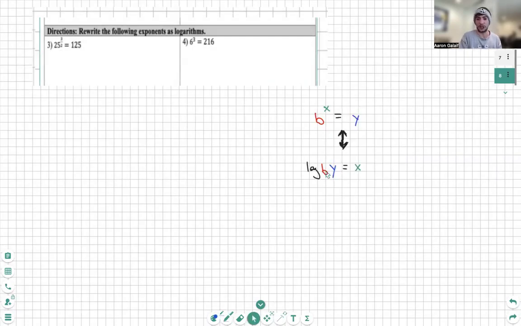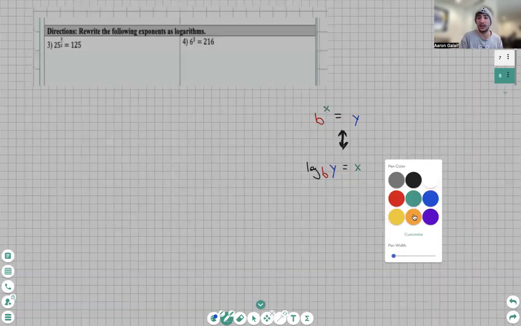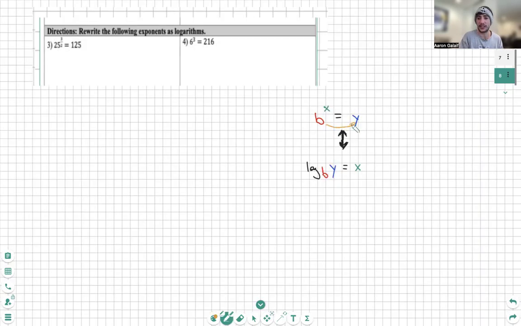So just to confirm again, the base of the log and the base of the exponent remain the same. Then we're going to snail across, like we did in our last one. Across the equal sign, we put our y, we draw an equal sign, and we go across the equal sign again, and we get our x. So that's how we get log base b of y is equal to x.